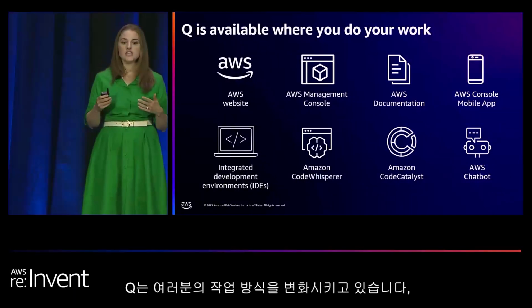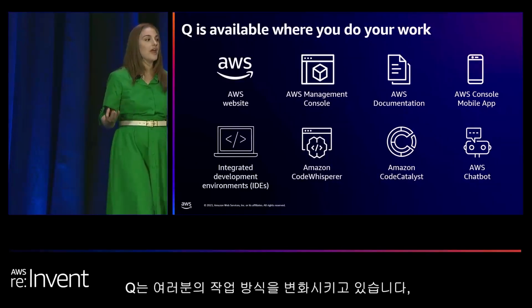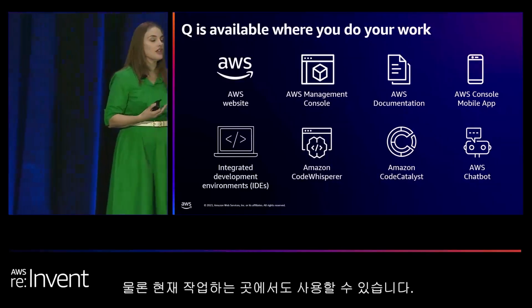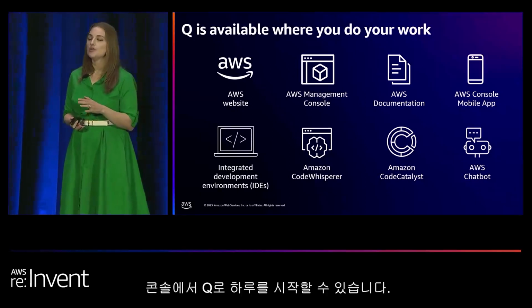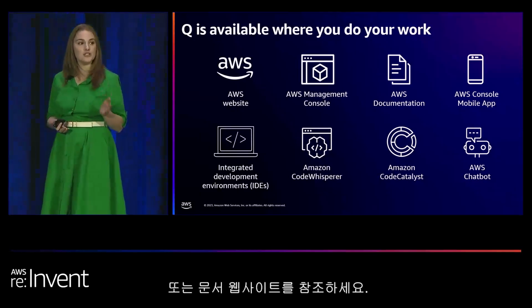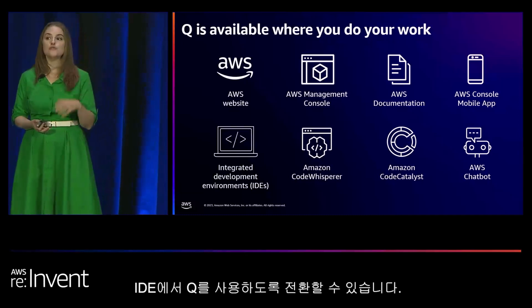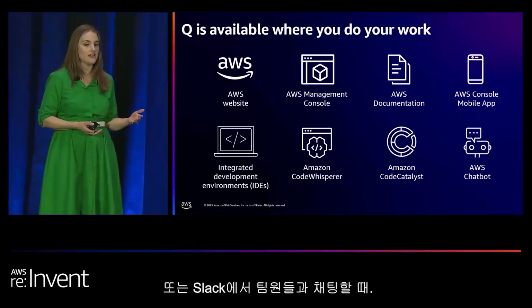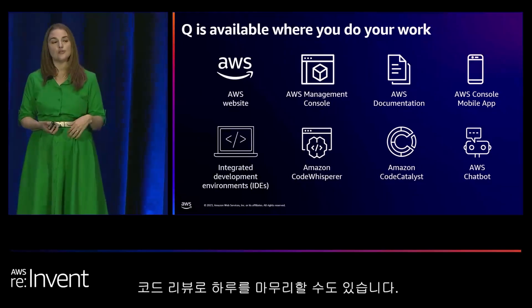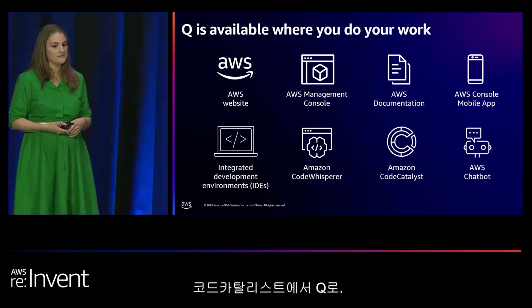So because Q is transforming the way you do your work, it's of course available where you do your work today. You might start your day with Q in the console or on the documentation website. You might move to using Q in your IDE or when chatting with your team members in Slack. And you might finish up your day doing code reviews with Q in Code Catalyst.